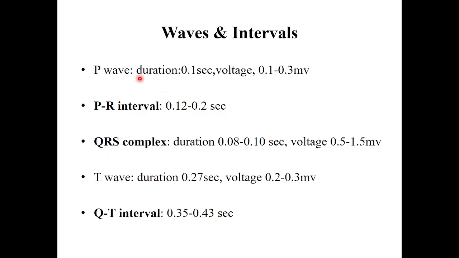So for the P waves, it's about 0.1 second in duration and voltage. The PR interval is 0.12 to 0.2 second. This is the duration. A P wave that is tall, called a peaked P wave, occurs for example in some abnormalities such as atrial hypertrophy and so on.